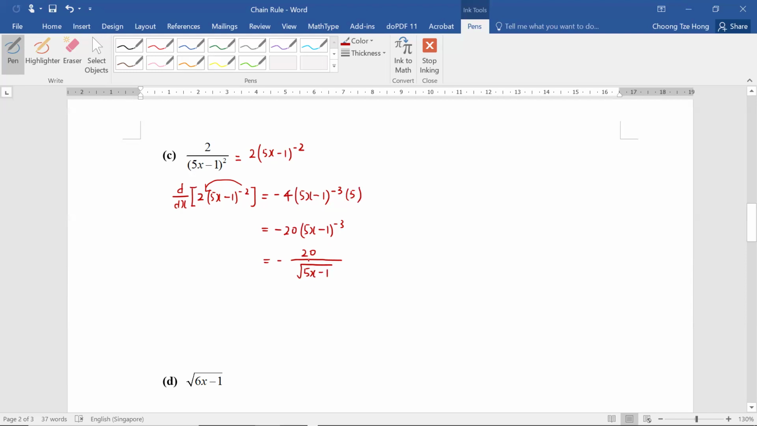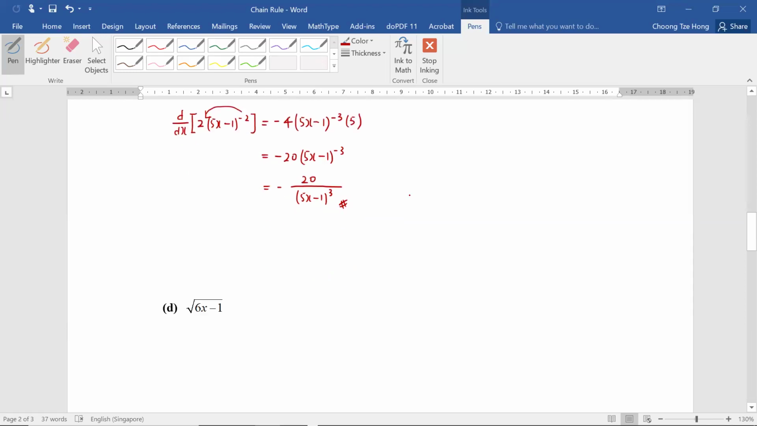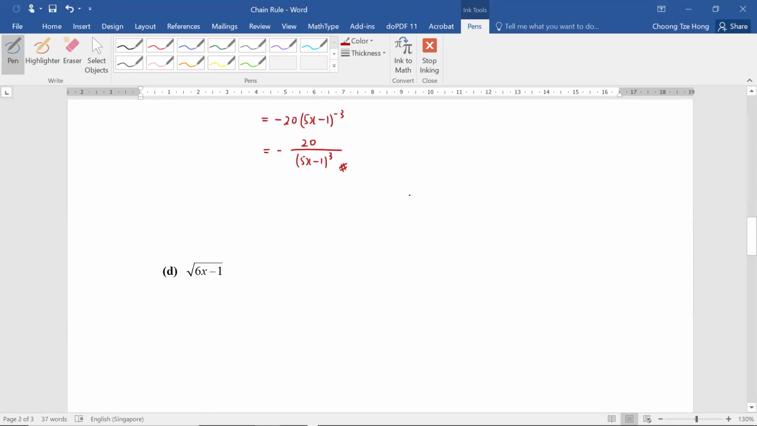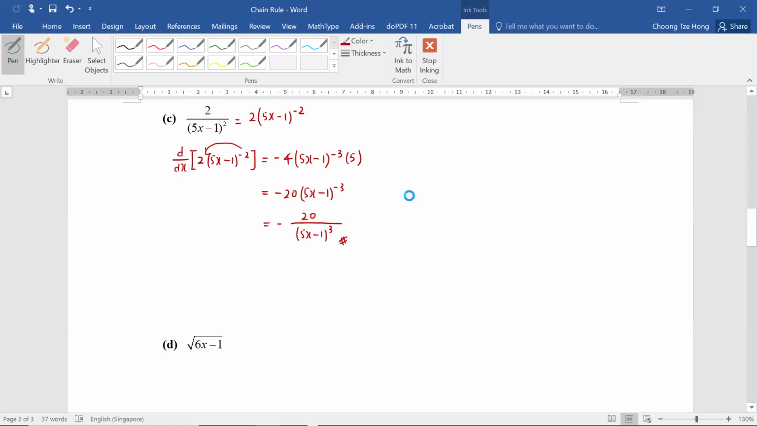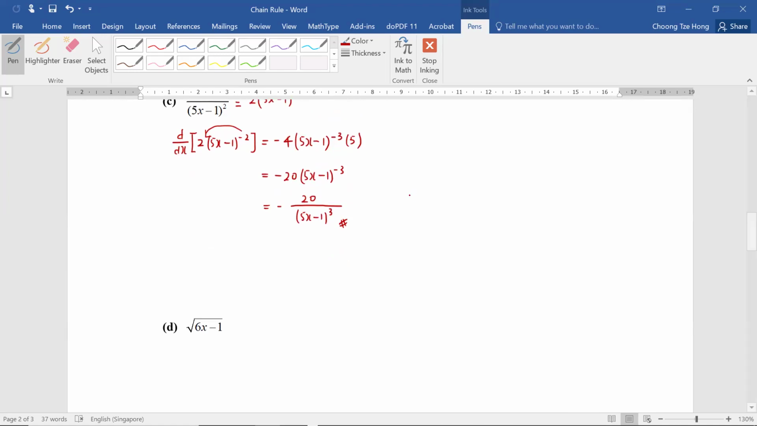Maybe let me write one extra step over here. 5x minus 1 cubed. So this should be cube, there should not be a square root. So this will be the final answer already. As you can see, it's actually not too difficult to apply the chain rule.